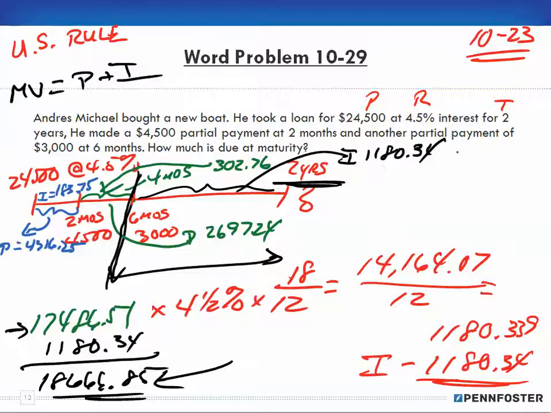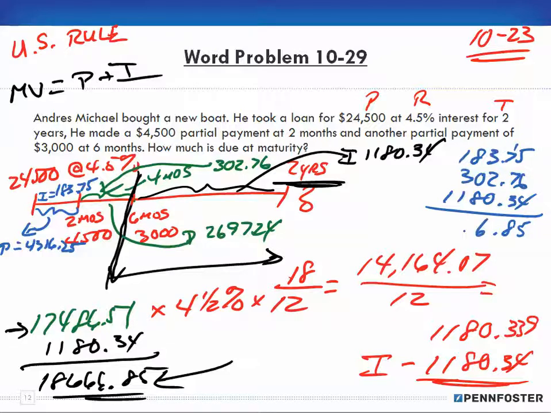Now, of course, if we wanted to, we can add the interests all together to find out how much we paid in interest. So I can add 183.75, the 302.76, and the 1180.34. Add those up, and the total interest that was paid is $1,666.85. As you can see, these US rule ones take quite a long time to calculate.